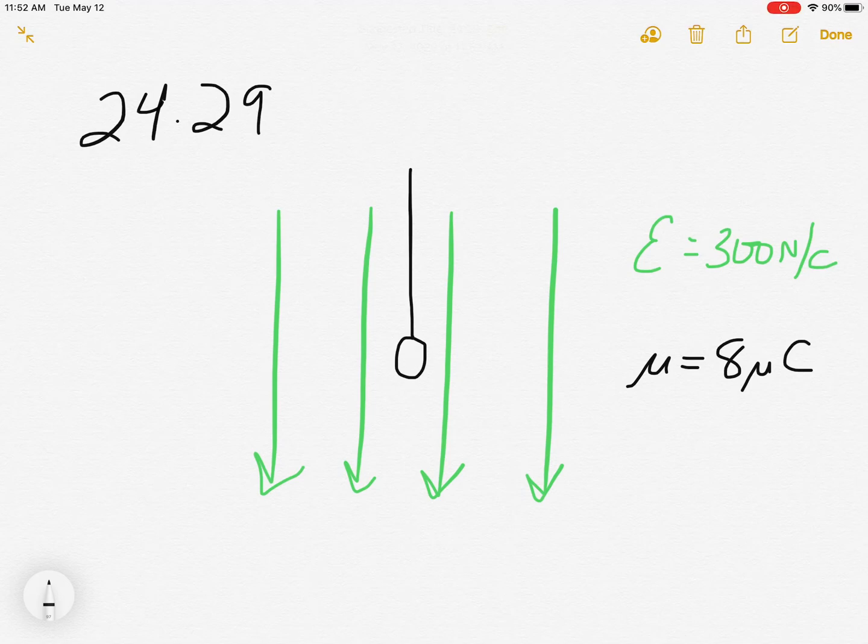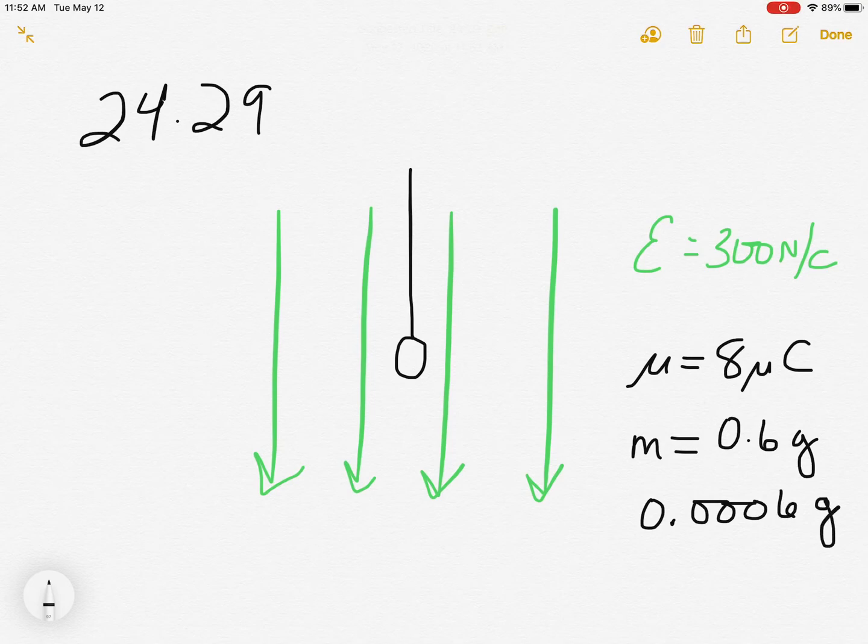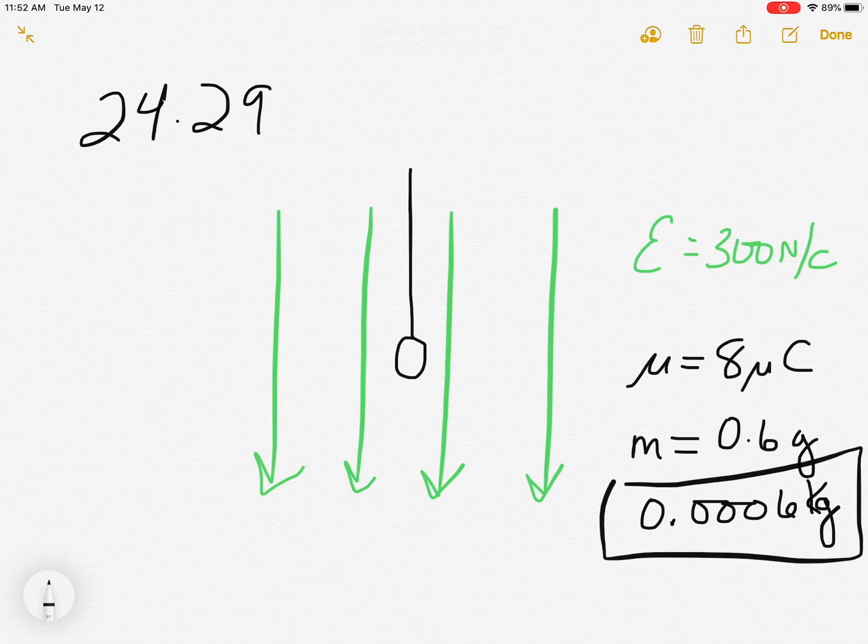Now this charged object has some properties. It has a charge of 8 microcoulombs. I'm going to write it over here because I can't squeeze it in there. That's the charge on that object. And it also has a mass, which is given as 0.6 grams. Be careful. That means 0.6 grams divided by 1,000 to get kilograms. Got to put your masses in standard units. A lot of books and exercises make you do that extra step. So don't forget. Okay? Don't forget standard units.